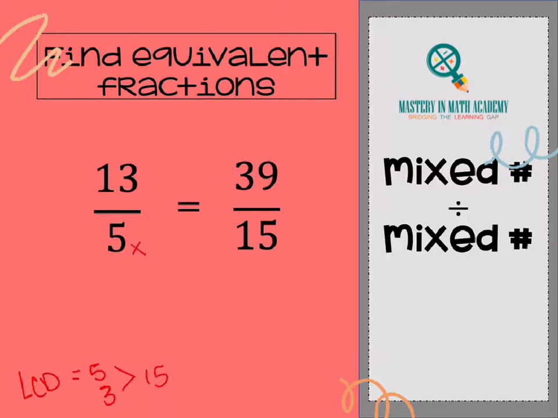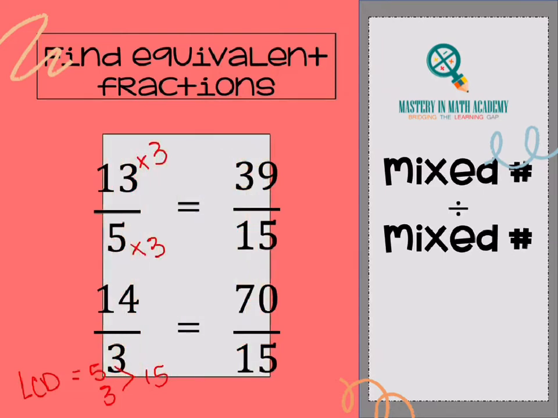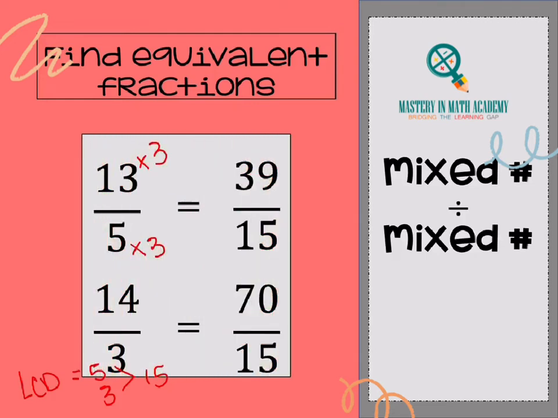And you're multiplying 5 times 3 because 5 times 3 is equal to 15. And you're multiplying 13 times 3. Do the same thing for your next fraction. We have 14/3. We already know what our LCD is. Your LCD is equal to 15. So our new fraction is now 70/15. Don't get confused because you have big numbers. You can still work with them because we already know the strategy that we have to use.